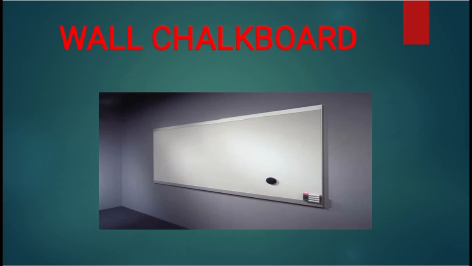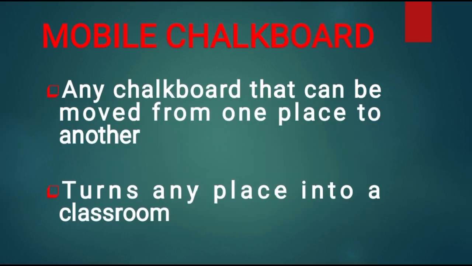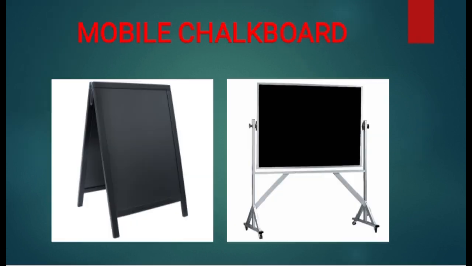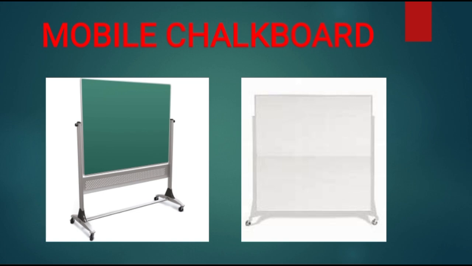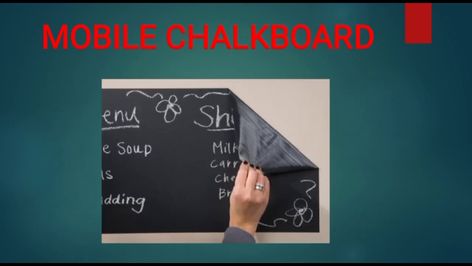Then we have the mobile chalkboard. The mobile chalkboard is any chalkboard that can be moved from place to place. It can be moved from one place to the other. So if we have a classroom in the school field, we can move the board from the classroom to the school field. In doing that, we turn any place into a classroom. And we do everything we need to do in the classroom at that place because we can write, we can project, we can stick things on it.